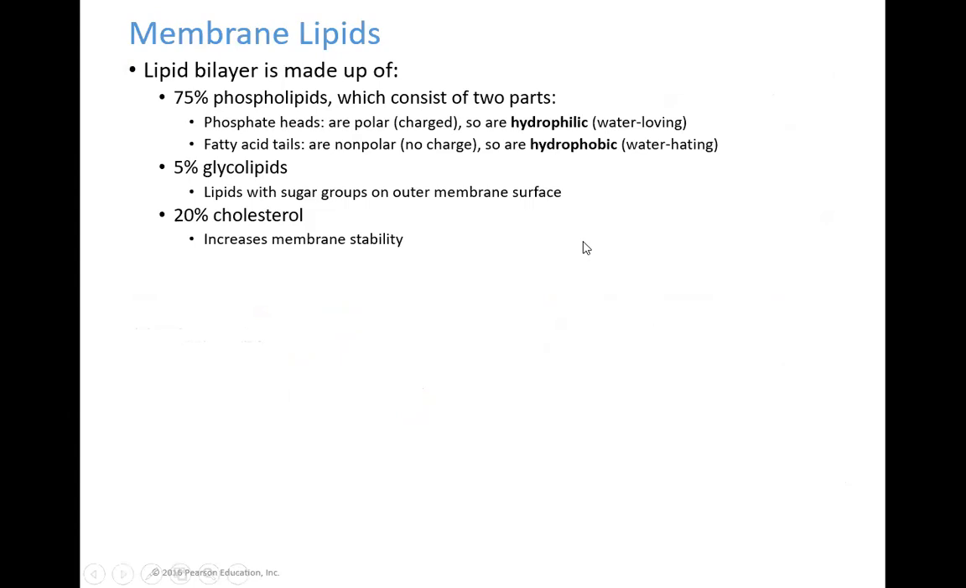So the phospholipid bilayer, the cell membrane, is mostly phospholipids. 5% glycolipids. A glycolipid is a fat with sugar attached to it. It's a sugar-coated fat.